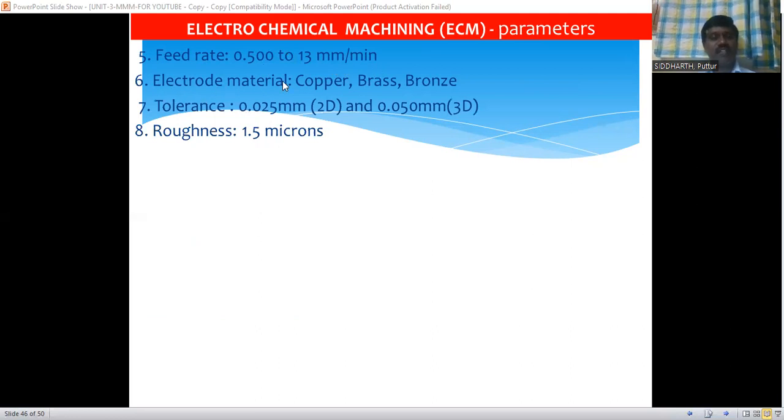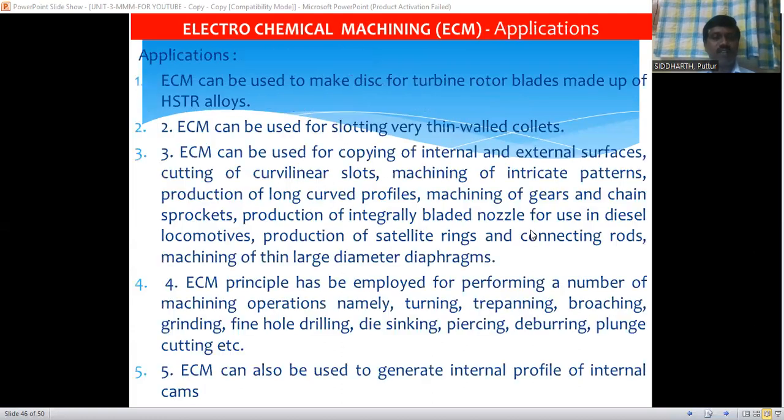The electrode materials, meaning tool materials, may be copper, brass, or bronze. The tolerance we can maintain in this machining process is 0.025 mm to 0.05 mm. In the case of two-dimensional components, 0.025 mm, and in the case of three-dimensional components, we can maintain 0.05 mm. And the roughness is 1.5 microns.